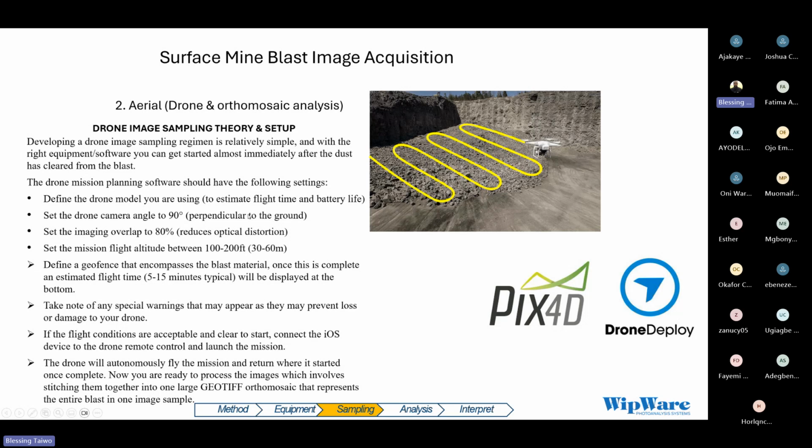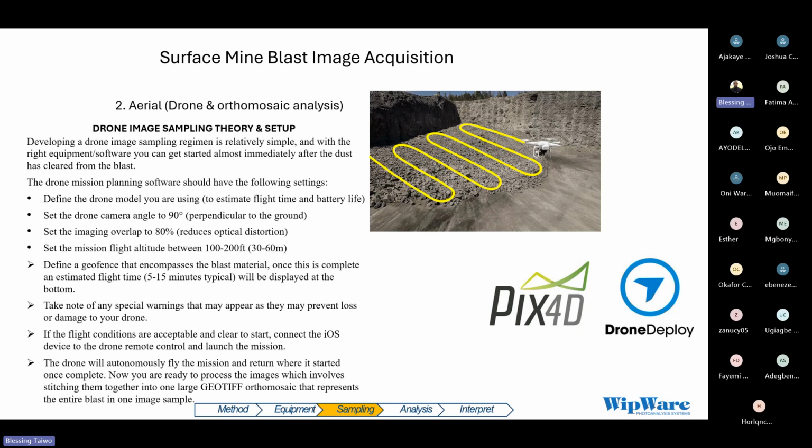Then what are those things that you need to keep in mind when you are designing the flight path for the drone? The first thing is that you need to know the model of the drone you are using, so that you understand the battery life. You don't want to launch your drone over a muck pile with a battery life that will not be able to complete the flight. The drone can just fall, and you lose the drone. Then when you are setting the drone camera, it must be set at 90 degrees perpendicular to the ground, the bird's-eye view.